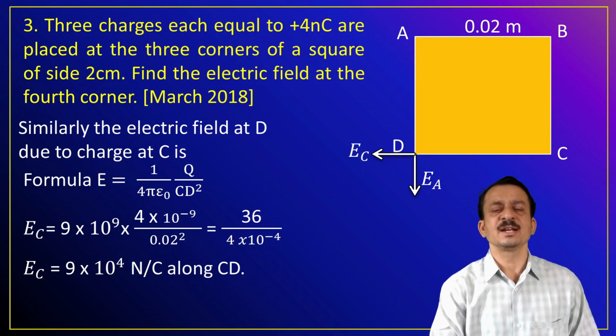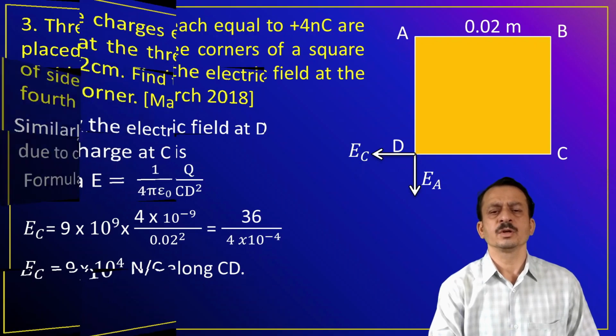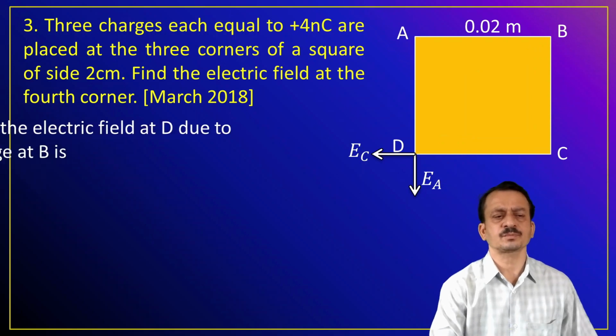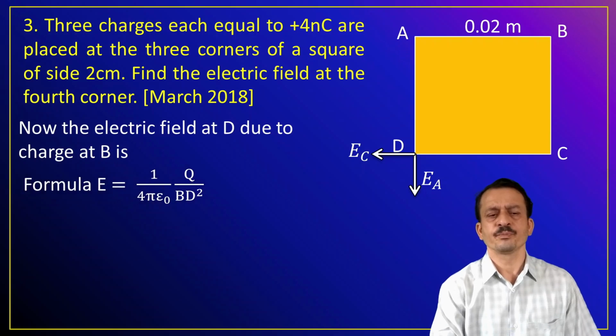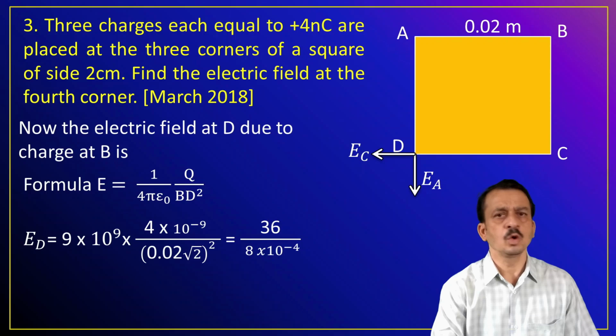Now we have to calculate what is the electric field at D due to the charge at B. We have the diagonal length, we have calculated 0.02 into root 2. So therefore, the electric field is given by the same formula, 1 divided by 4 pi epsilon naught into Q by BD square, charge divided by BD square. So 9 into 10 to the power of 9 into charge, which is 4 into 10 to the power of minus 9, divided by distance 0.02 root 2 whole square.